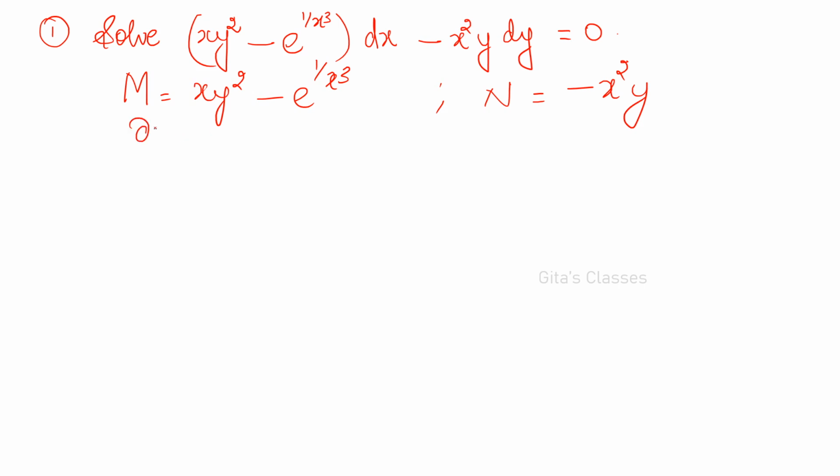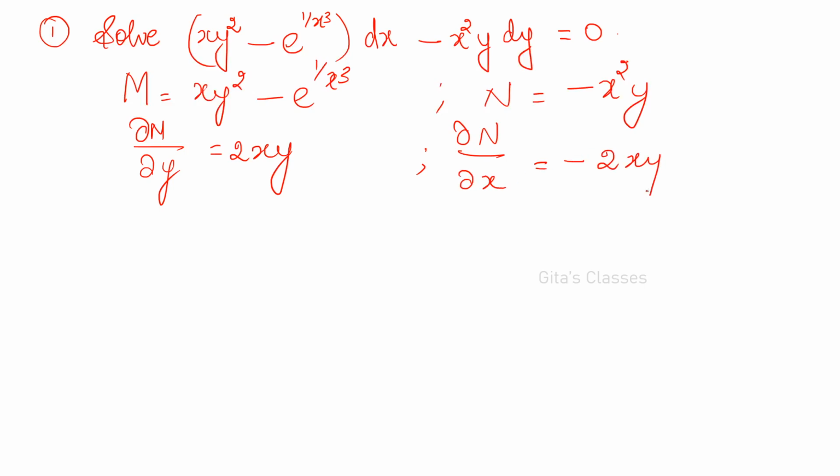What is ∂M/∂y? 2xy. With respect to y you are differentiating, therefore you have to treat x as a constant. So the second term will become 0. What is ∂N/∂x? Again, minus 2xy. They are not equal. Of course, they are not exact.